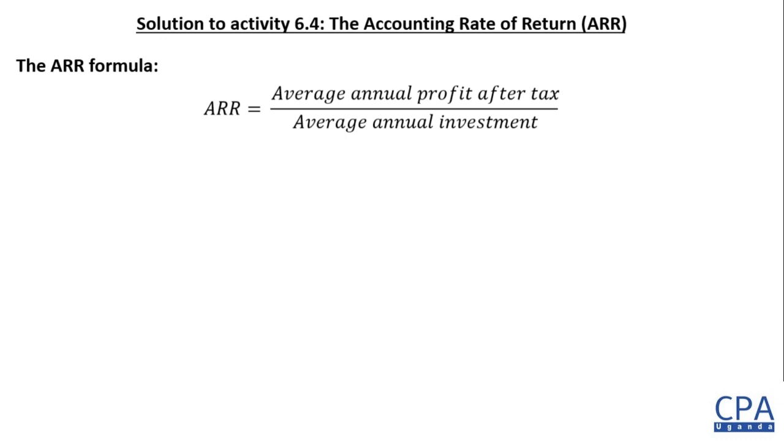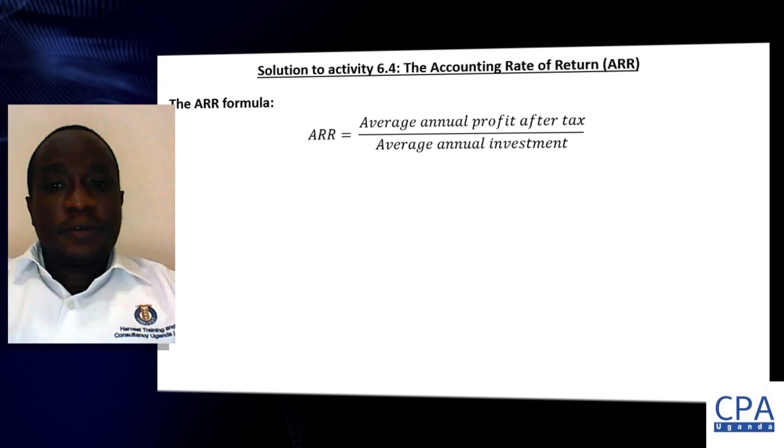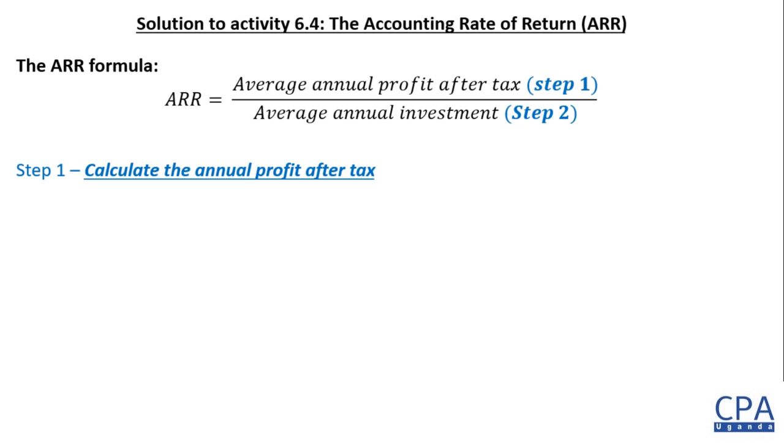We are going to approach this question in a stepwise fashion. In step number 1, we are going to calculate the average annual profit after tax. Then in step number 2, we are going to calculate the average annual investment, and we shall have a full discussion there on how to determine the annual investment. So straight away to step number 1, we want to calculate the annual profit after tax.